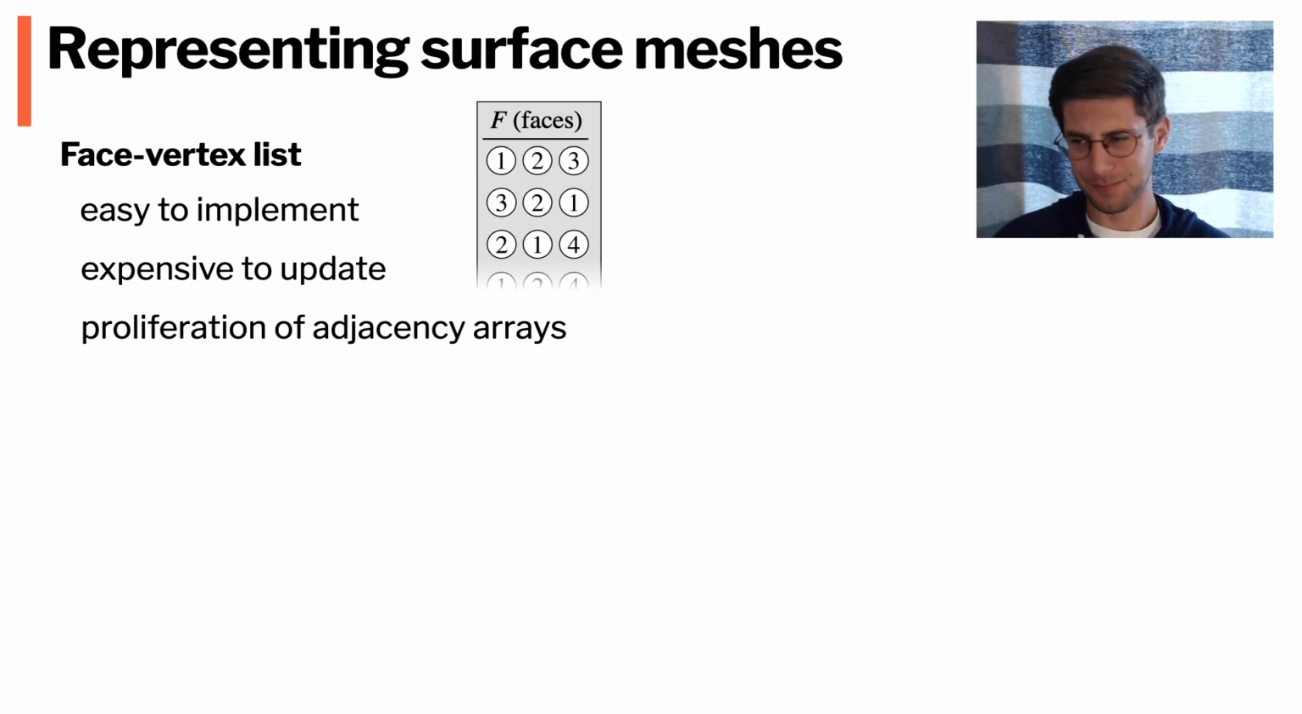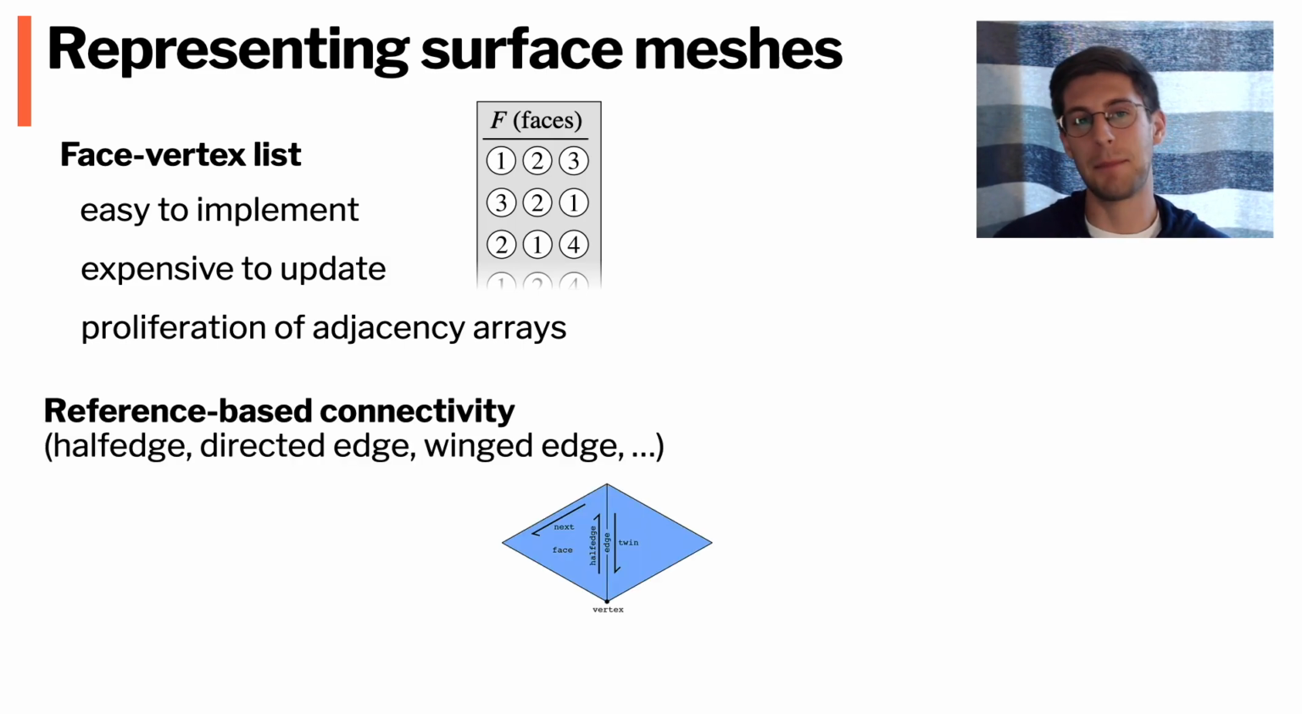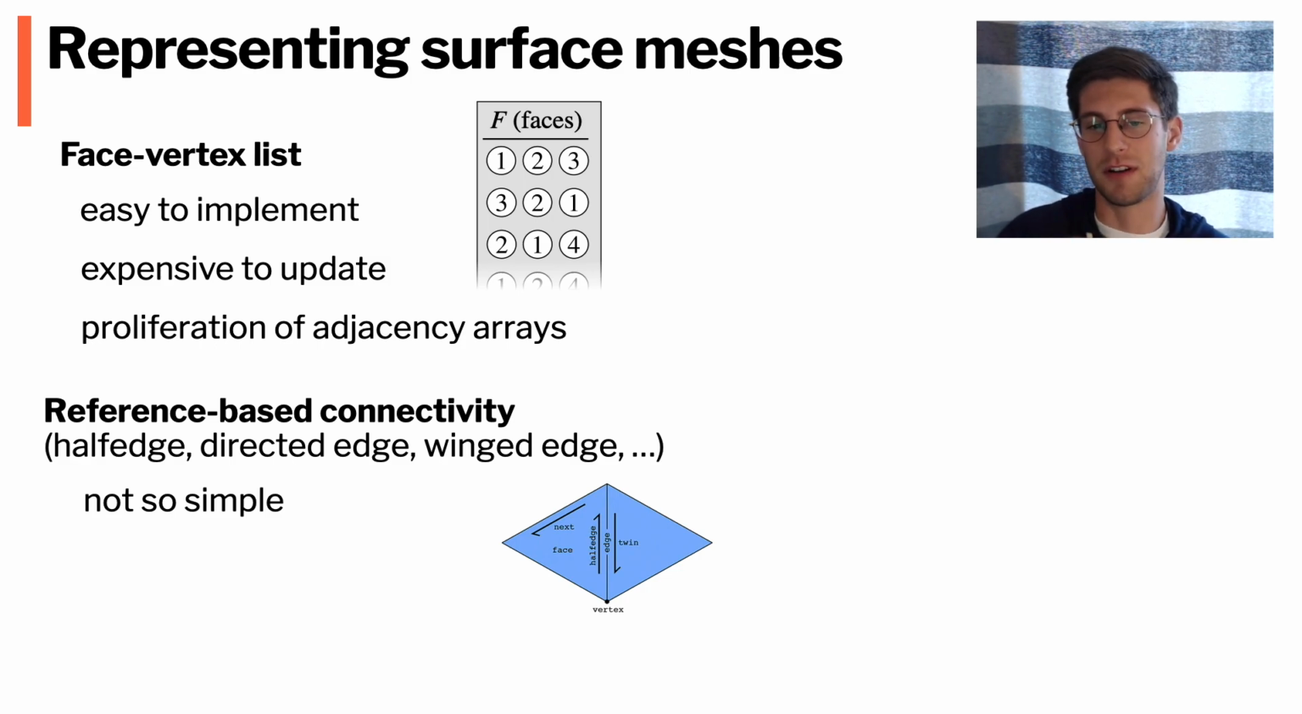So there are lots of libraries and techniques out there that do cool things with face vertex lists, but we take the opposite approach of Geometry Central and use a rich reference-based connectivity structure. These go by names like half-edge meshes, directed edge meshes, winged edge meshes, and so on and so forth. These are a little bit more complicated. You'll define some set of relationships, like each face has a pointer to the half-edges incident on it, and each half-edge knows which edge it touches, and so on and so forth.